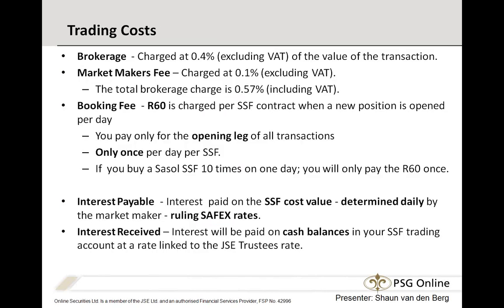So let's talk about costs. Compared to normal equities, the brokerage on single stock futures is 0.4%, excluding VAT, of the value of the transaction, the value or the exposure. So number one, 0.4%. There's also a 0.1% what they call market makers fee. So the total brokerage on the opening leg is 0.57%. Okay, that's including VAT.